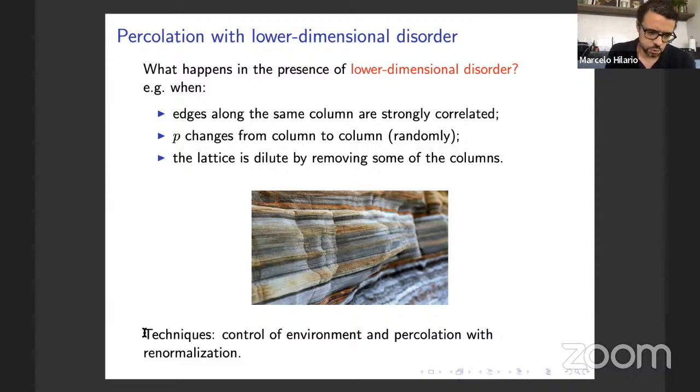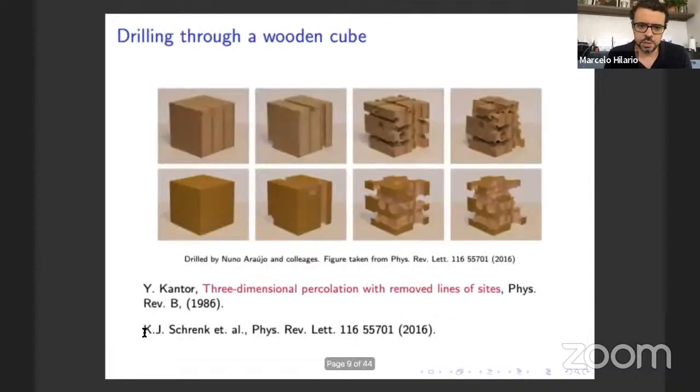And I'll try to show towards the end some techniques that we use to control these processes. So we have to control both the environment and the percolation on top of this environment. And the technique that we're going to use is renormalization. All right, so to start with, let me start with a model that I really enjoy. And I've been working with this one for 10 years.